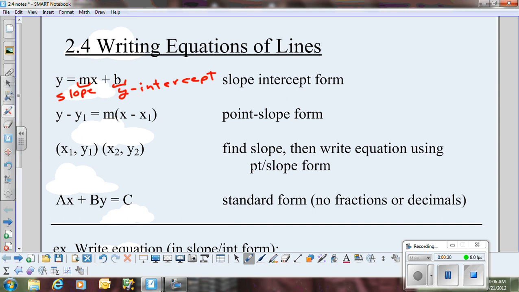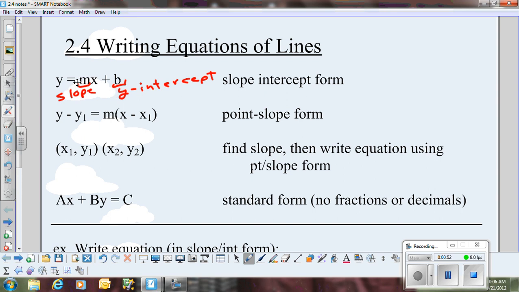So since it's the slope and the y-intercept, we call that slope-intercept form. So if we talk about slope-intercept form, that's what we're talking about. And all of your answers today will be in slope-intercept form. Your final answer, that's the form we're going to put them in.